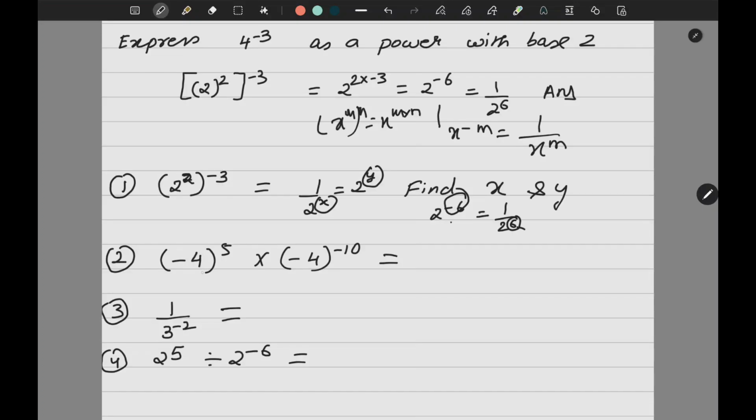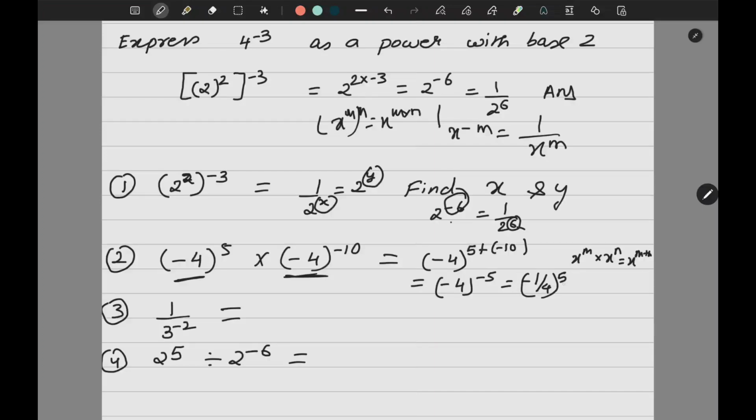Now I have minus 4 to the power 5 and minus 4 to the power minus 10. So now base is same. Okay. So I can apply the first law of exponent. If base is same, that is x to the power m into x to the power n is equal to x to the power m plus n. So this will become minus 4 to the power 5 plus minus 10. So this will become minus 4 to the power minus 5. This will become minus 1 by 4 to the power 5. Correct? Always remember one thing.